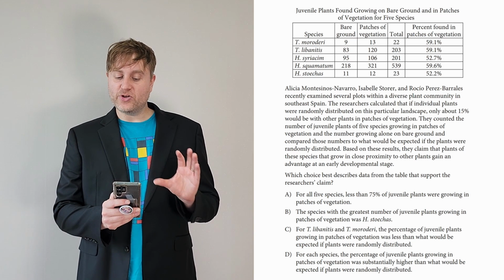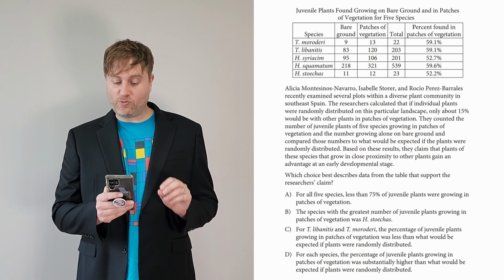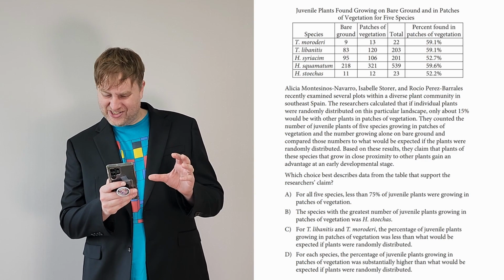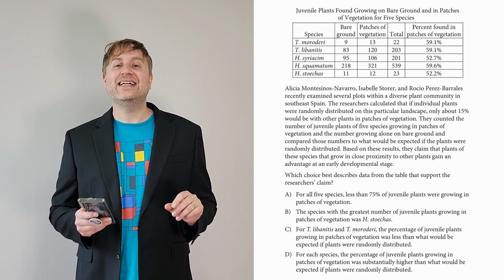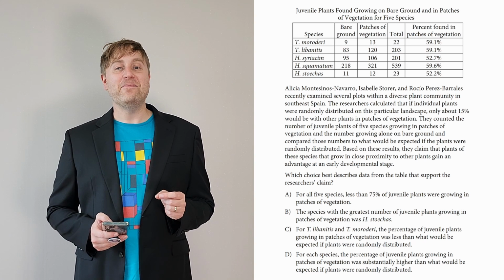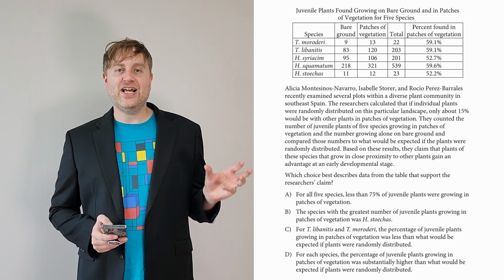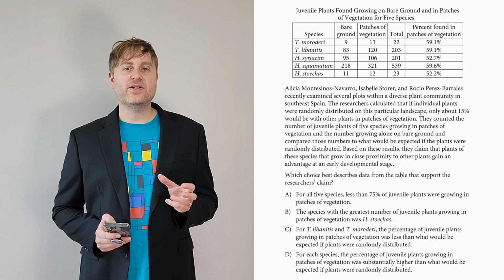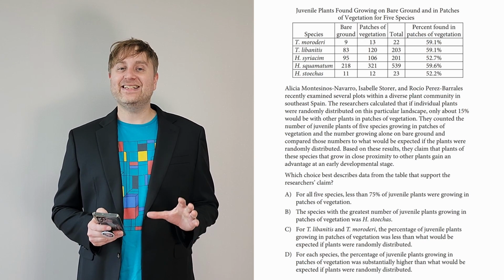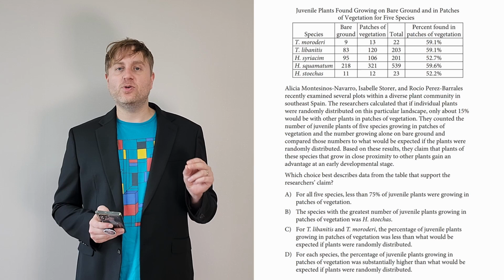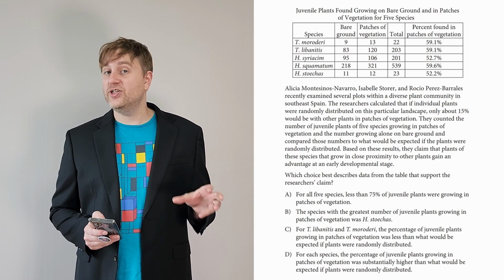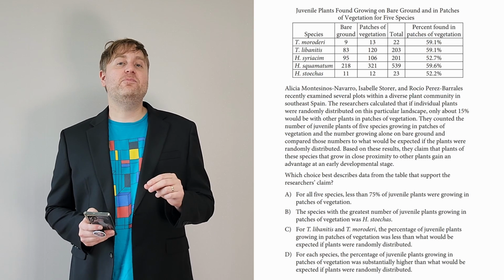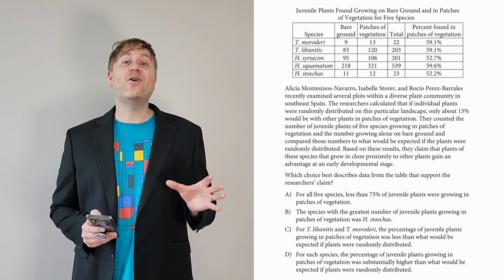The species with the greatest number of juvenile plants growing in patches of vegetation was H. stoechus. Stoechus? Who cares? We'll just call it HS. Now this one does have a comparison. It's comparing HS to other species in the experiment. But is that the comparison that we wanted to make? We predicted that for all species, plants growing near other plants would have an advantage over plants that don't. And that's not what we're getting here, which means we can safely eliminate it and move on to answer C.